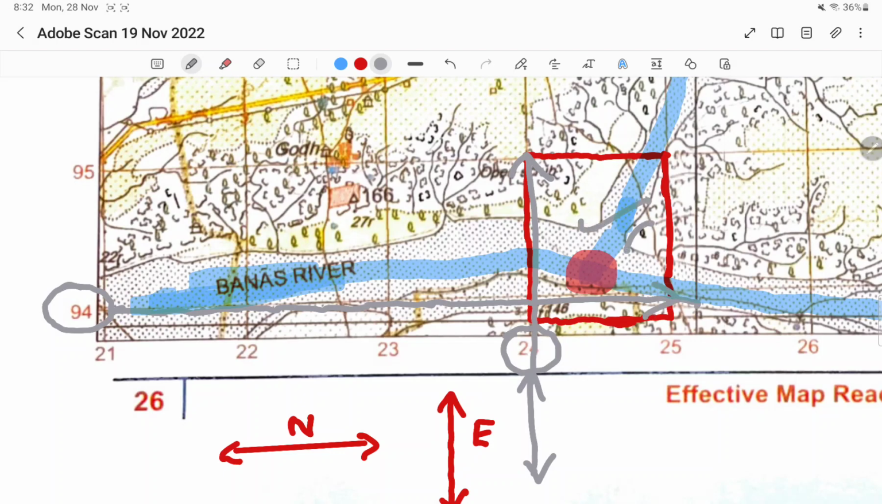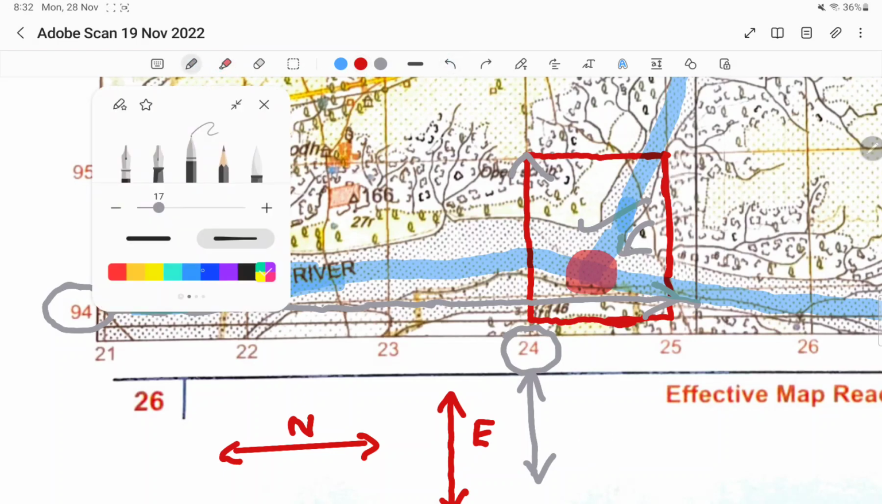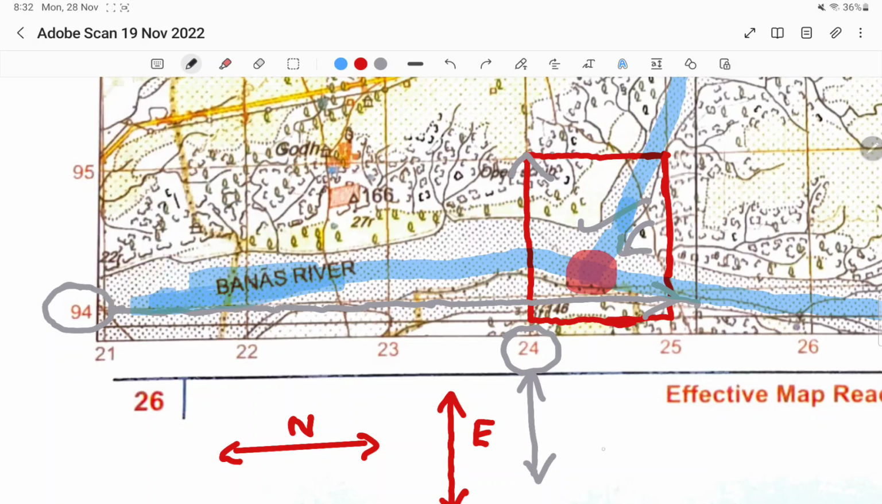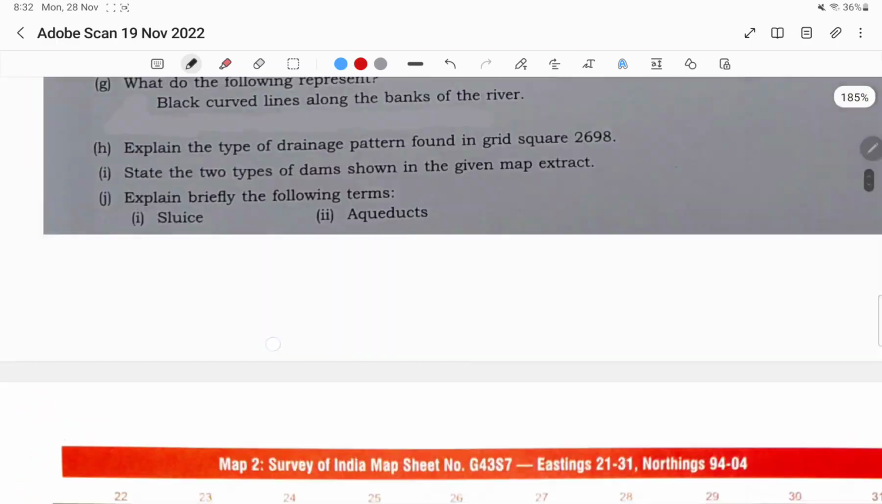This point is lying on this grid square only, so its four-figure grid reference will be 24 and 94, because first we write the eastings, that will be 24, and after that we write the northings, that will be 94. This is the northings and this is the easting, 24. So 24 and 94 will be the correct answer for your first question.